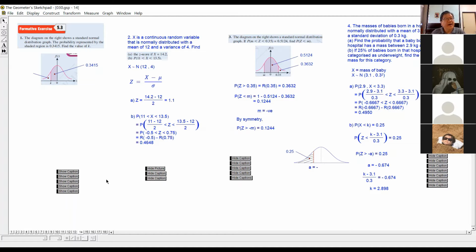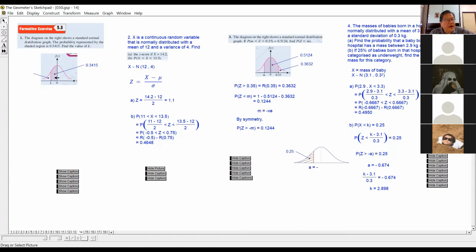They say the area of the shaded region is 0.3415. How do I know? They say the shaded area is 0.3415 because they say the probability is 0.3415, right? So the probability is 0.3415, so the shaded area is 0.3415. Find the value of k.